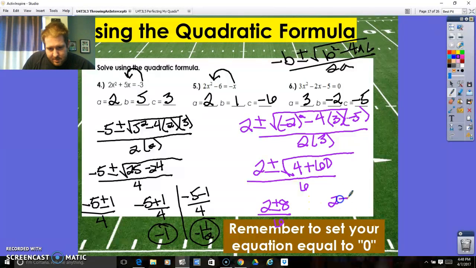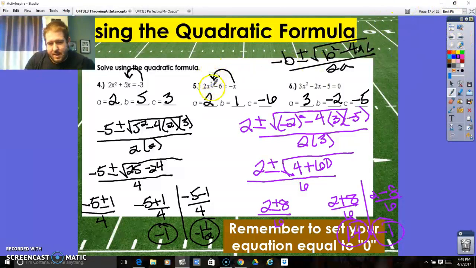So I'm going to solve it twice. I'm going to do 2 plus 8 over 6, and I'm also going to do 2 minus 8 over 6. That's 10. 10 divided by 6 is 1 and 4/10, so that's going to be 1.4. And 2 minus 8 is negative 6, divided by 6 is negative 1. There's your two answers. Great.